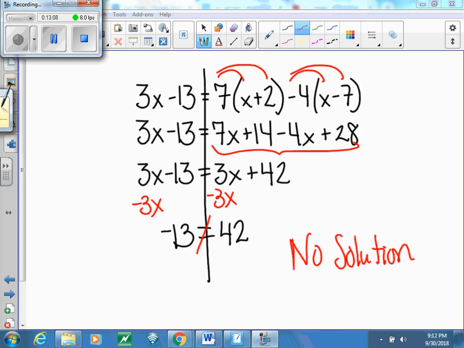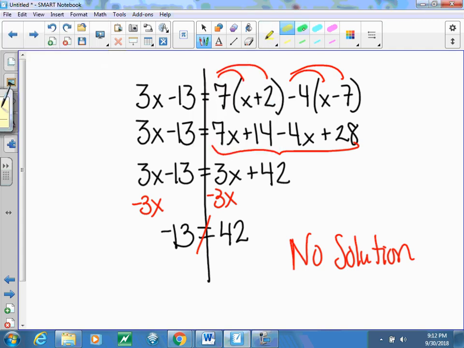All right, your last and final problem, you should be able to get no solution for this one. And if you did not get that, just take a look at your work. Probably the biggest mistake is just up here in that first step. Once you use your distributive property here, -4 times x is a -4x. Then -4 times a -7 is a positive 28. So make sure you got a positive 28 there.